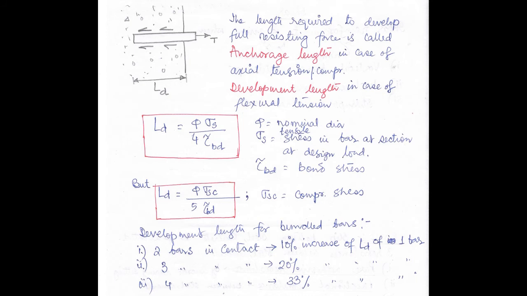Now, development length for bundled bars, when the bars are bundled together. Number 1, if 2 bars are in contact, then we have to increase the development length of 1 bar by 10%. If 3 bars are in contact, we have to increase the development length of 1 bar by 20%. But if 4 bars are in contact, then we have to increase the development length of 1 bar by 33%.